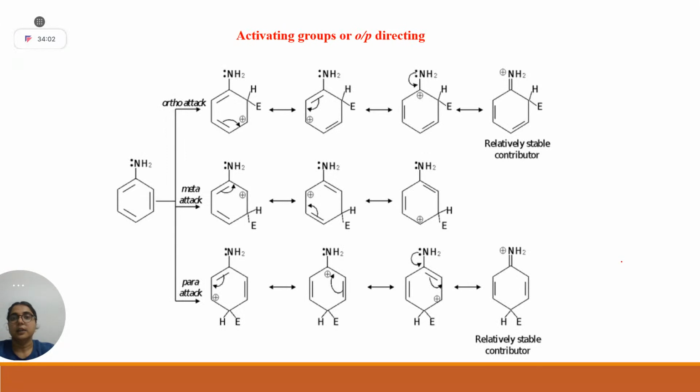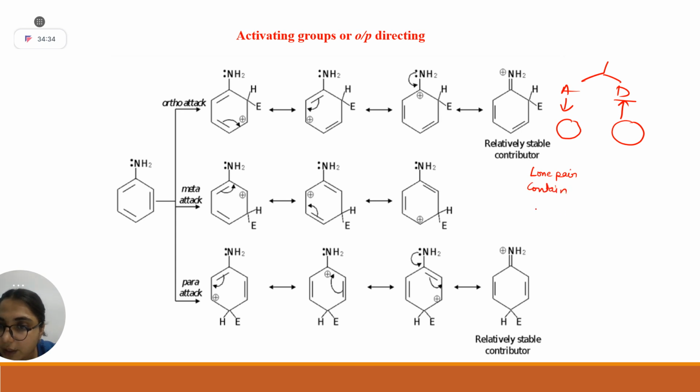Okay. Now let's talk about activating groups. There are two types of groups: activating and deactivating. Activating groups increase electron density on your benzene ring, while deactivating groups take electron density from your benzene ring. Which type of groups come under activating groups? Lone pair containing atoms. For example, OH, NH2.